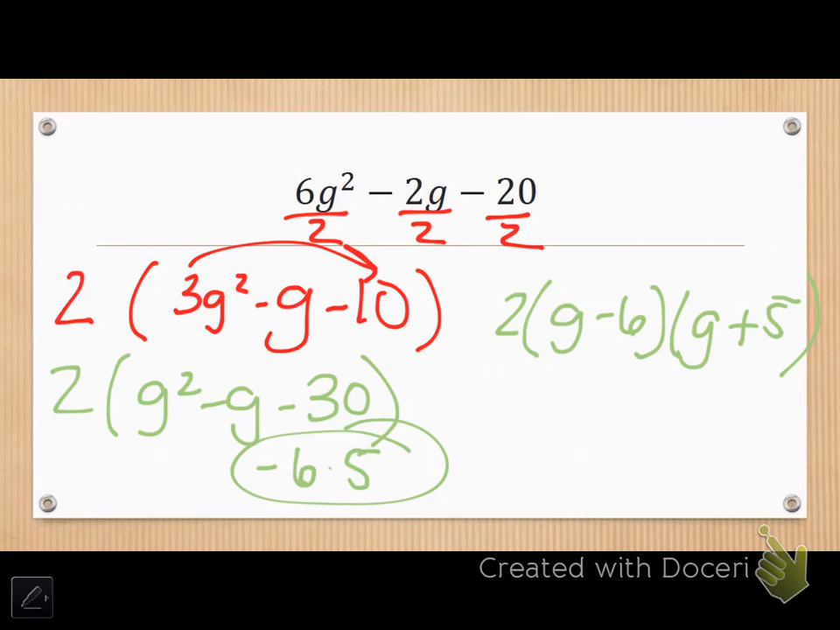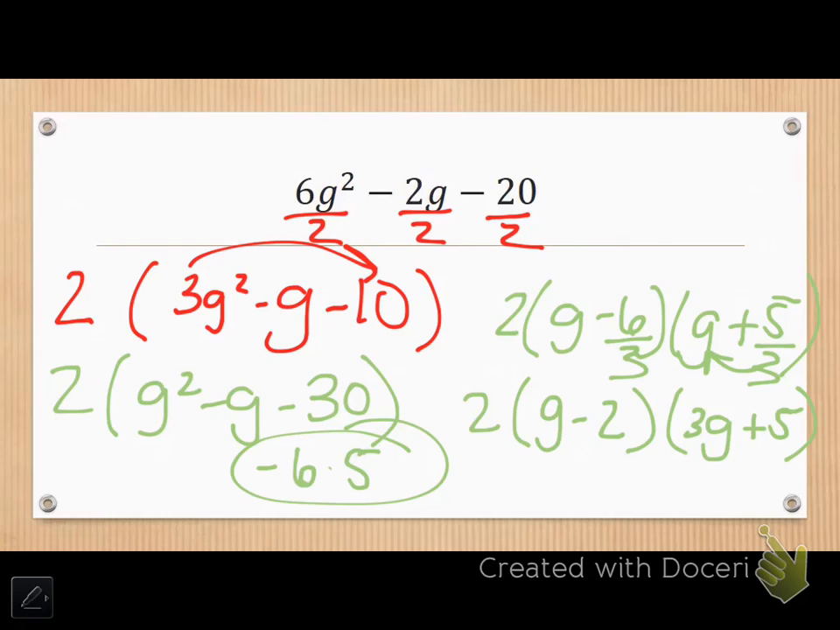Okay, and then I sent a 3 back, so I got to divide by 3. So 2 times g, 6 divided by 3 is 2. 5 can't be divisible by 3, so bottoms up. So 3g plus 5. And again, don't forget the GCF on the outside.